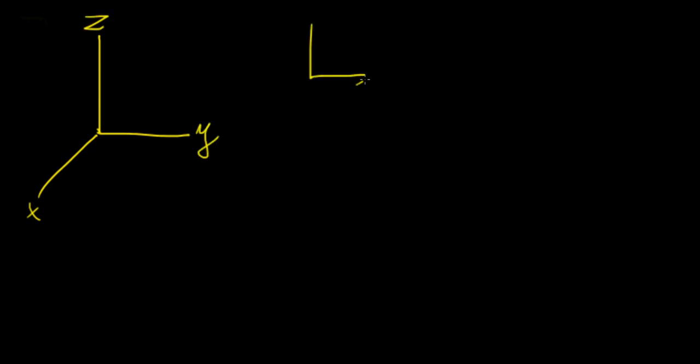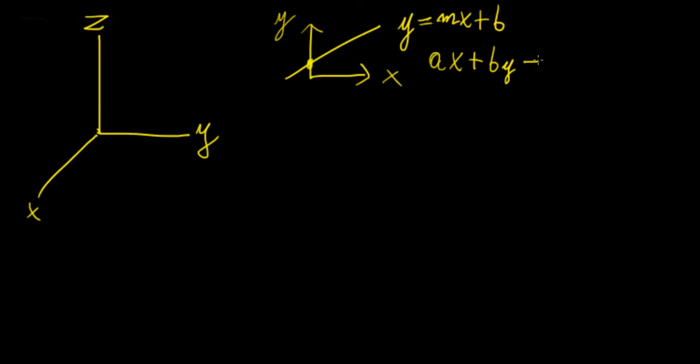Just to draw an analogy with straight lines in 2 dimensions, we know that in 2 dimensions we can define a straight line simply by some equation like y equals mx plus b. So m tells us the gradient of that line, and b tells us at which point the line crosses the y-axis. We can also express this in terms of ax plus by plus c equals 0. So that's another way in which we can write the equation of a line.